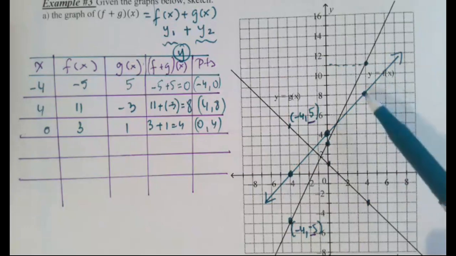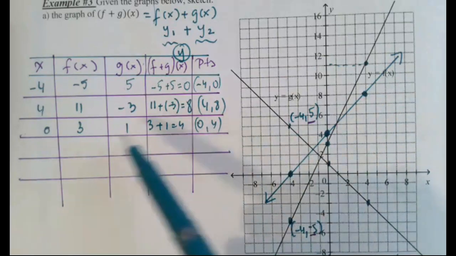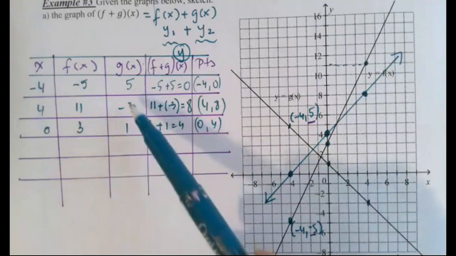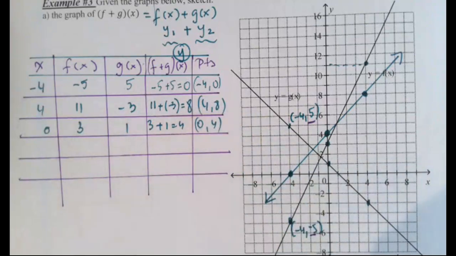Where did the 8 come from? The point. This one from here. Yeah, that's our second option. Oh, right. Okay. At 4. Right. The f of x is 11, g of x is -3, so we got the 8.